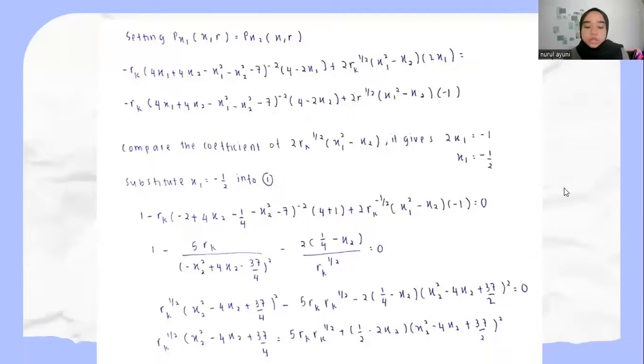So after you get the value of x1, you will substitute the value of x1 into equation number 1. After you substitute the value of x1 into the equation, you will get the next value, which is the equation for x2.